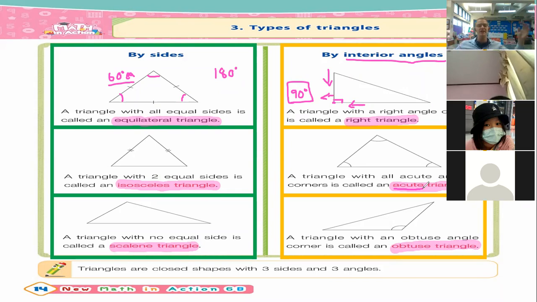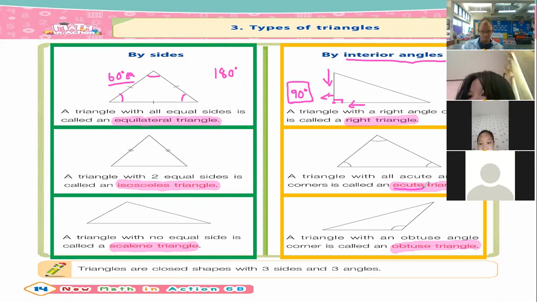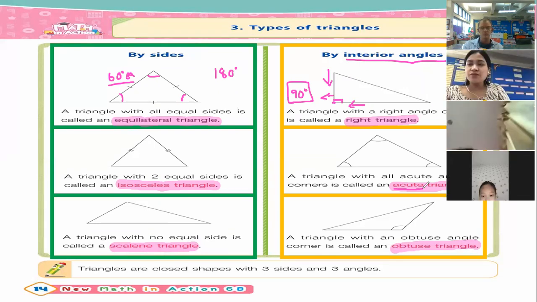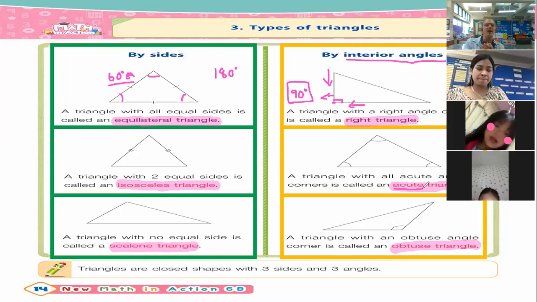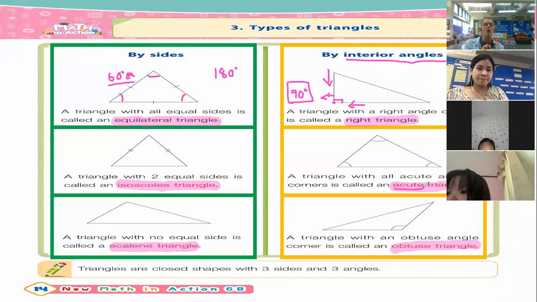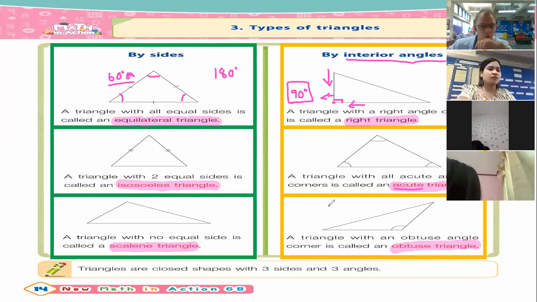So all together, let's say obtuse triangle. Obtuse triangle. Okay, excellent. Good job. So that means one of the angles inside the triangle will be more than 90 degrees, and that is how an obtuse triangle is formed.